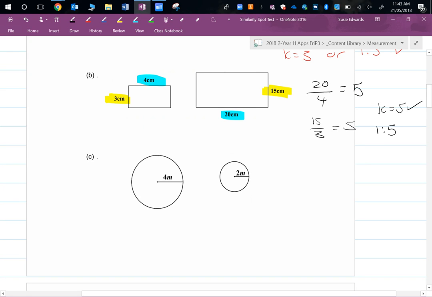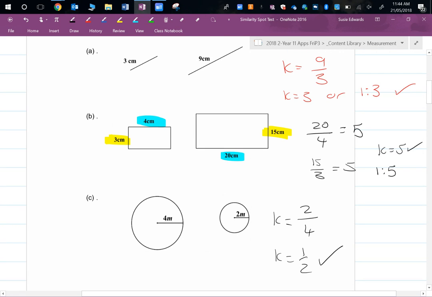Now, this one here, what is K? It's not 2. How are we getting from the first to the second? We're timesing by a half. Second number divided by the first number. So K equals a half. That's where your mark is.